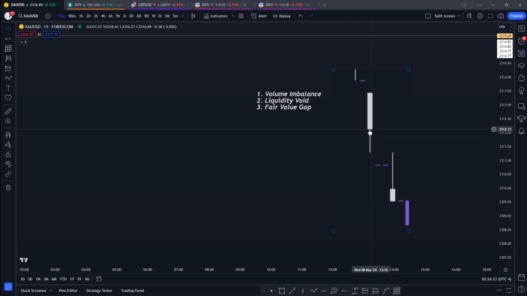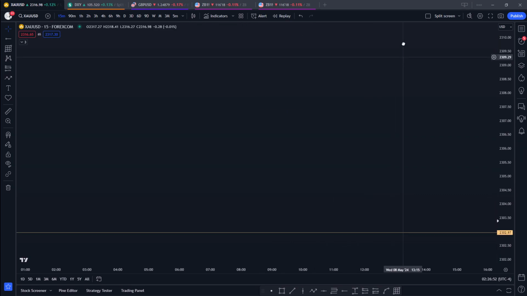So in the same way, this area in between these 2 price action, in between these 2 candles is inefficient, in a sense that there's liquidity, there's volume, but there's no solid orders placed in this area. So this is an inefficiency called a volume imbalance. The next one we have is a liquidity void, and let me see if I can find one.